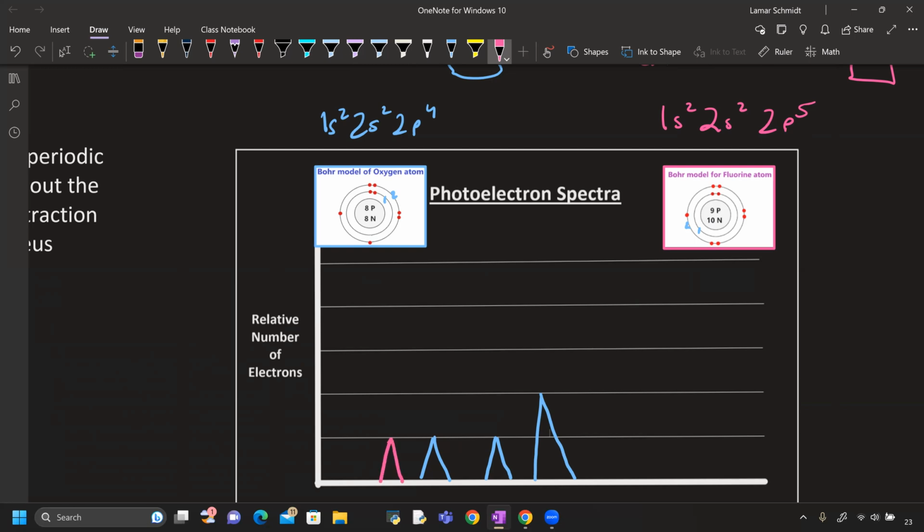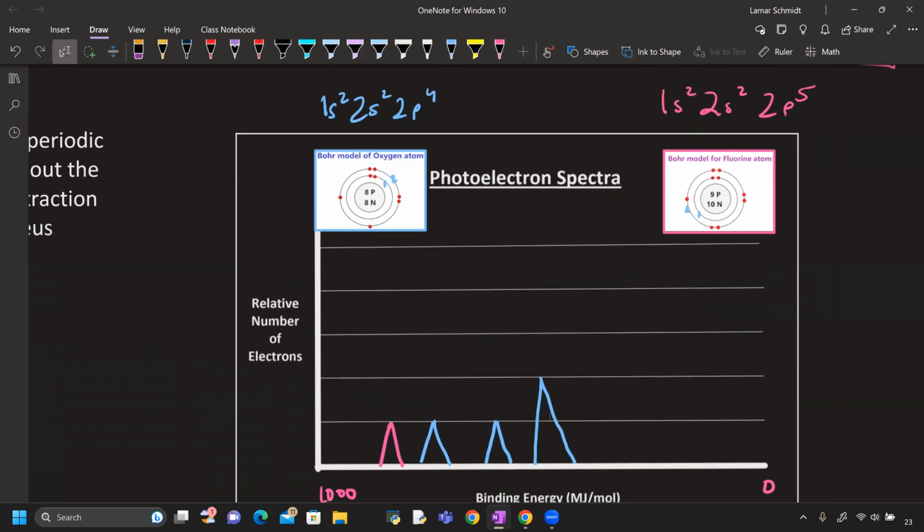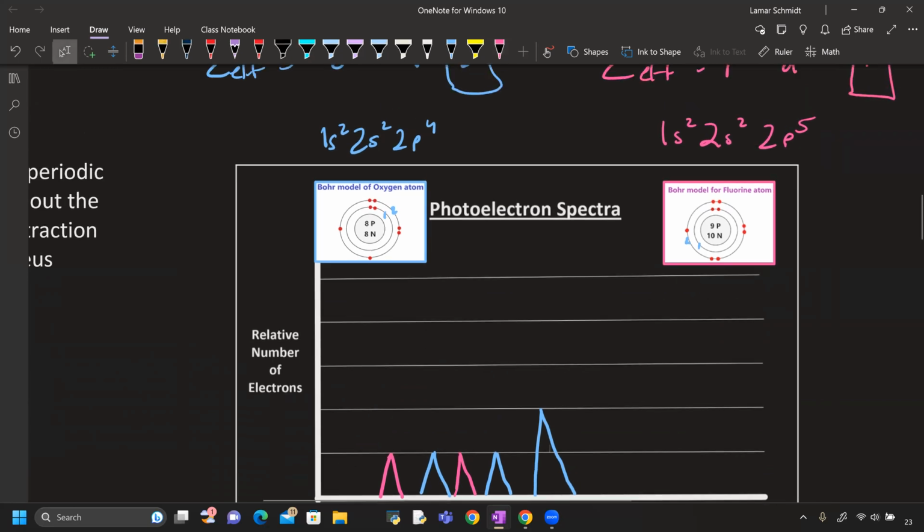Remember, binding energy is higher over here. So we will say this is like 1,000, and we'll say this is 0. We're just throwing some numbers out there. And so if we looked at the 2s peak, it would be higher than the 2s peak for oxygen. And if we looked at the 2p peak, it would also be higher energy than oxygen. Slightly larger, because why? It has 1 more electron.